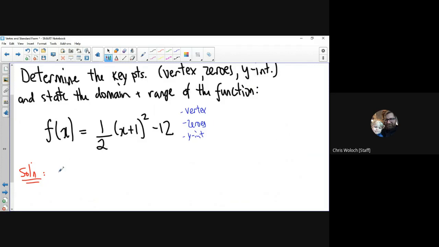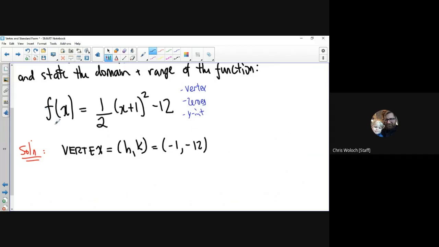Okay, so obviously the easiest one to find first is the vertex, because this is in vertex form. In general, remember the vertex is (h, k), and then it's (-1, -12). So that one is pretty simple. Check mark there.